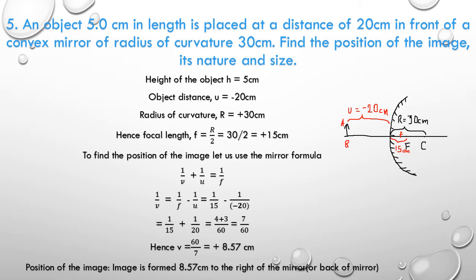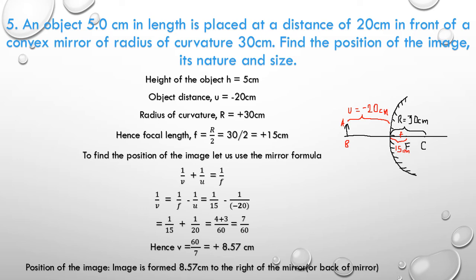So, height of the object h is 5 cm. Height of the object is always taken positive. Object distance as usual u is negative 20 centimeter. Radius of curvature given, capital R, is 30 centimeter. For a convex mirror, the radius of curvature lies behind the mirror, so the measurement is taken towards the right side. So R is positive 30 centimeter. So F will be 15 centimeter, that is positive 15 centimeter. Focal length of convex mirrors are always positive.